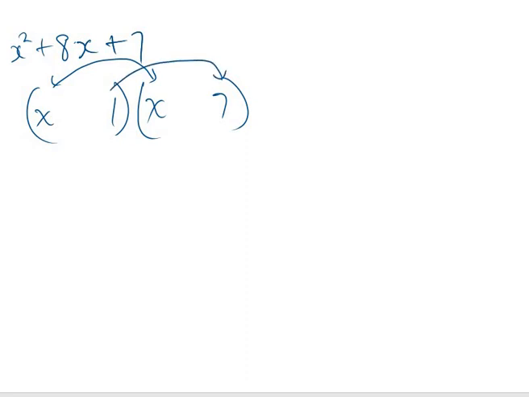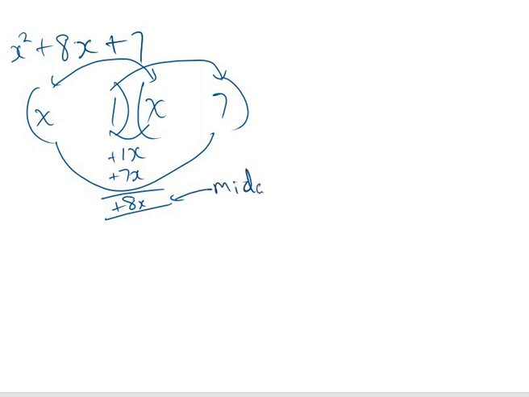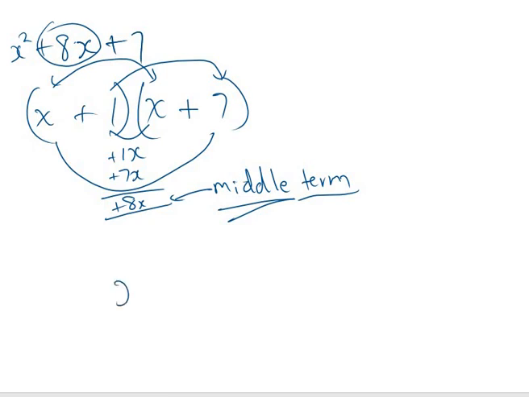When you multiply the inner terms, 1 times x, you get 1x. When you multiply the outer terms, 1 times 7, you get 7x. Then add these: positive 1x and positive 7x give us positive 8x. That should be the same as the middle term, 8x. So that means this should be positive and this should be positive. Why so? Well, let's write it out in a cleaner way. x plus 1 times x plus 7.